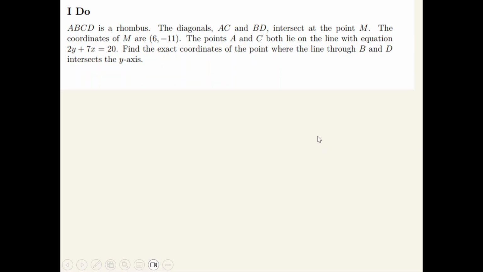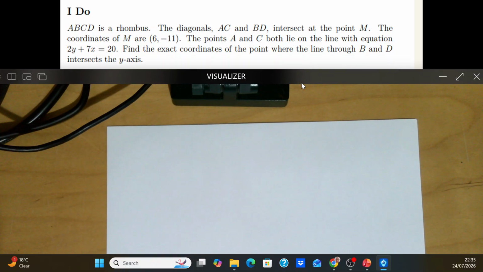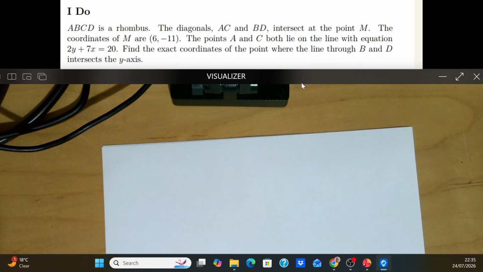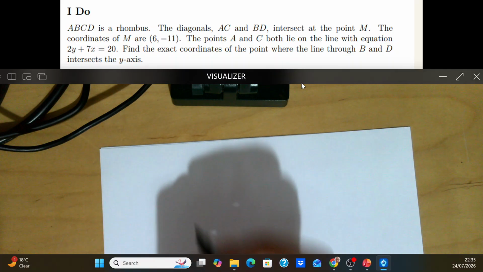Right, so here we have the question. Let's move up so we can see more of that. First of all, it's a rhombus, diagonals AC intersect at a point M. The coordinates of point M are 6, -11. The points both lie on the line with equation. Find exact coordinates. First of all, let's just see if M is on the equation of the line.